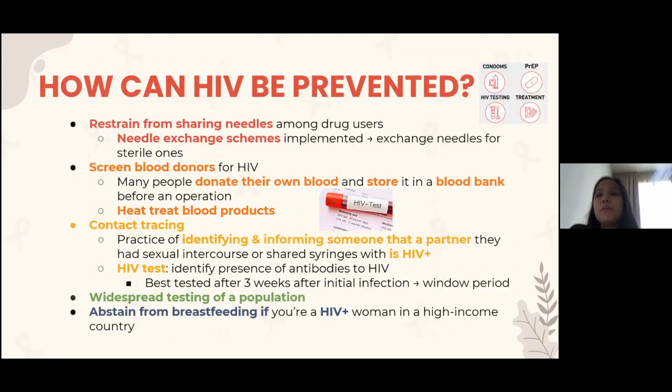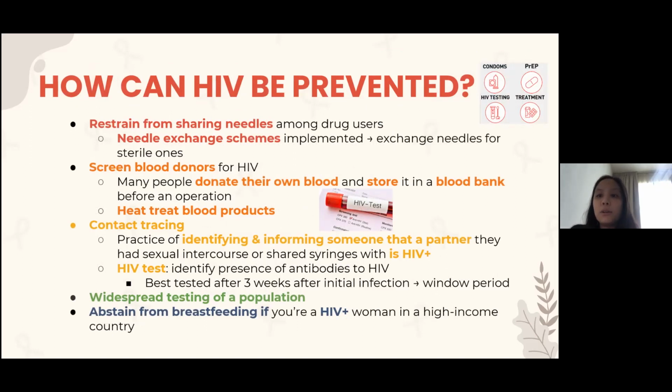So how can HIV be prevented? First is to refrain from sharing needles among drug users. The reason why drug users even share needles is because it's very difficult to acquire needles without a prescription. So to combat this, needle exchange schemes are implemented so that you can exchange your needles for sterile ones.